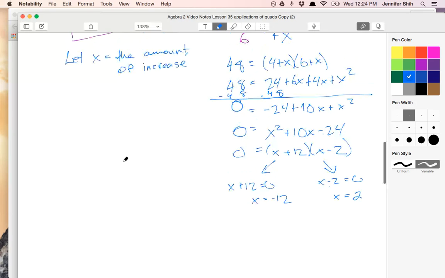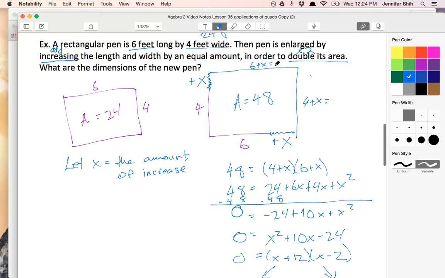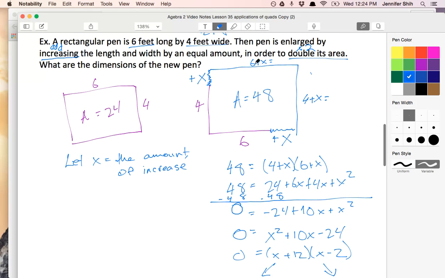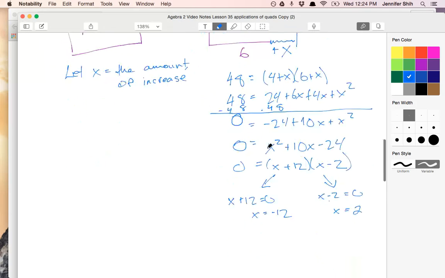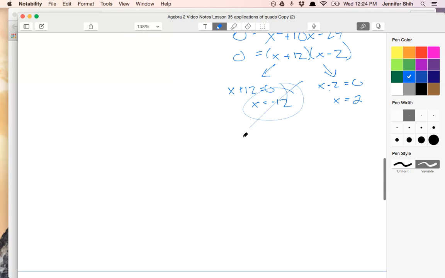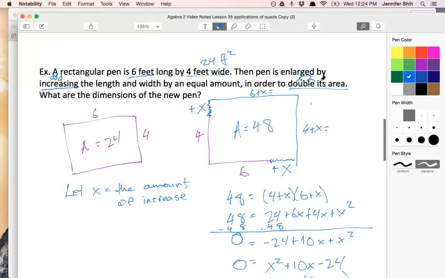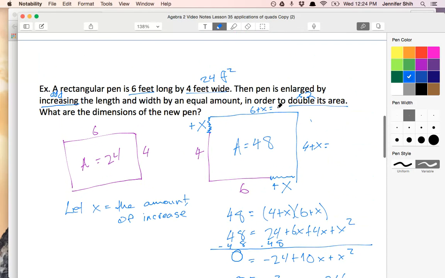And if we look back at our rectangle, if we plugged in negative 12, we'd get 6 plus negative 12, which is negative 6. And we cannot have a negative distance. So this negative 12 is out, and we're left with x equals 2. So if x equals 2, then we have 6 plus 2 equals 8. There's our width. And we have 4 plus 2, which is 6. And there is our length.